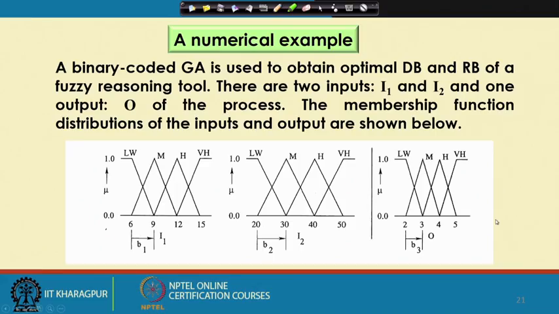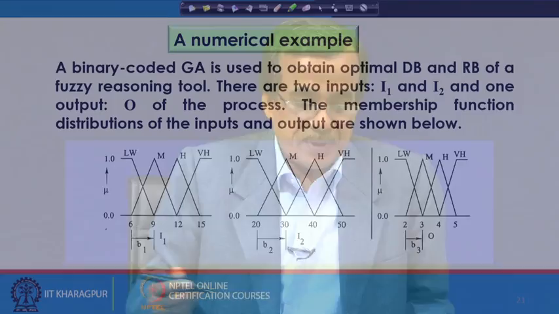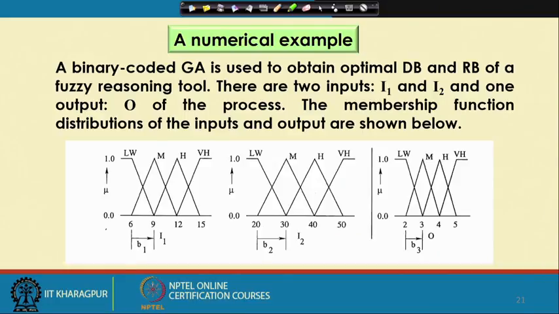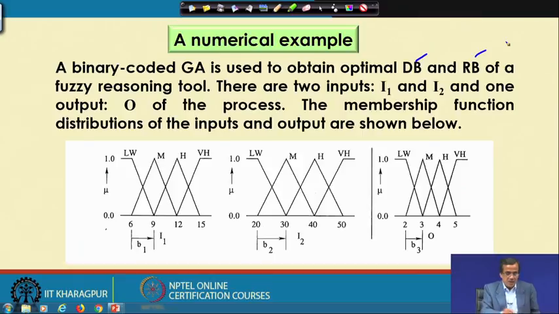Now, if this is the situation, now we are in a position to design the fuzzy reasoning tool, and let us see how to evolve or how to design the optimized fuzzy reasoning tool. Now, here I am just going to discuss the working principle, like how to evolve a fuzzy reasoning tool with the help of a genetic algorithm. So, that particular problem I am just going to discuss with the help of a numerical example. Now, let me state the numerical example first. A binary coded GA is used to obtain optimal database and rule base of a fuzzy reasoning tool. So, we know the meaning of database and rule base.